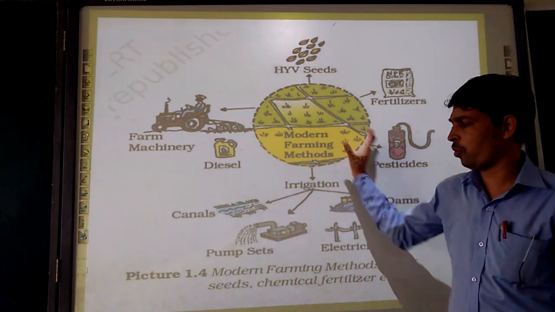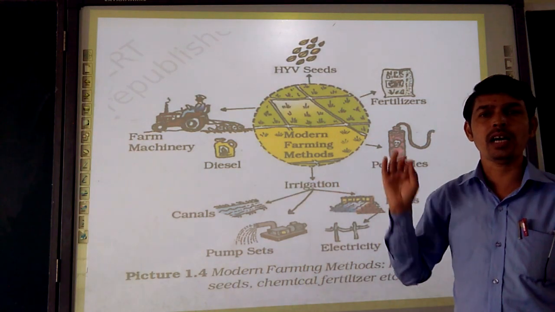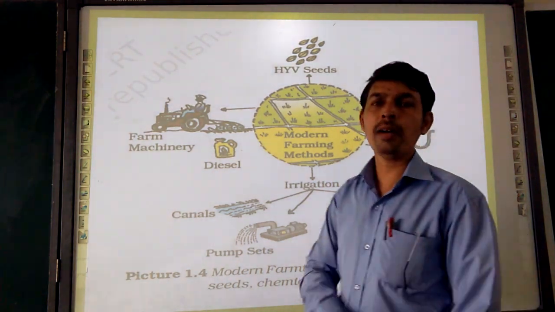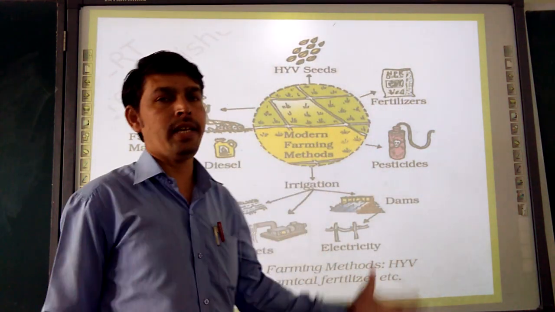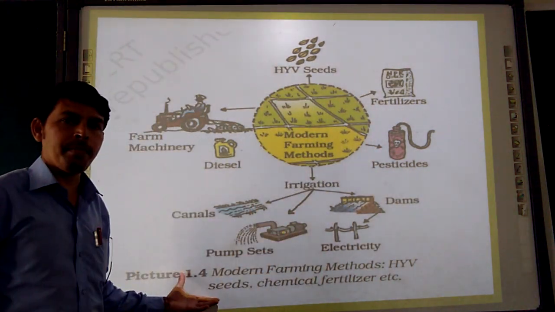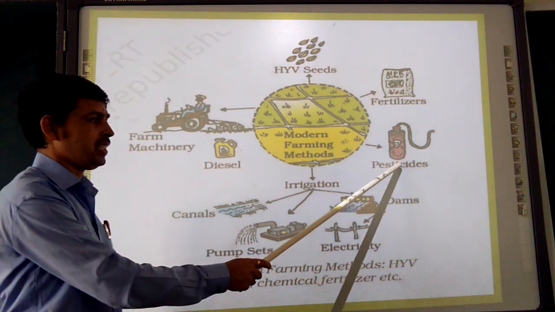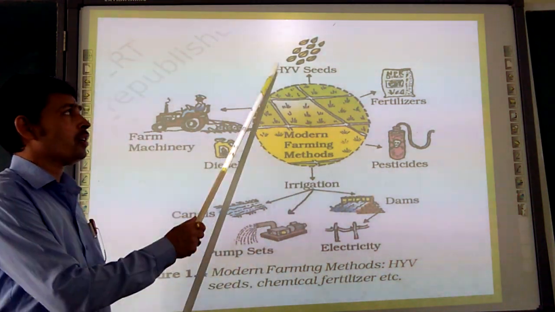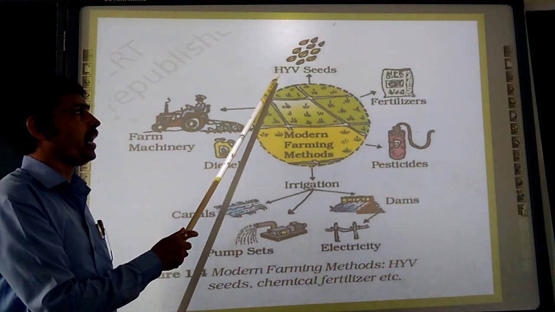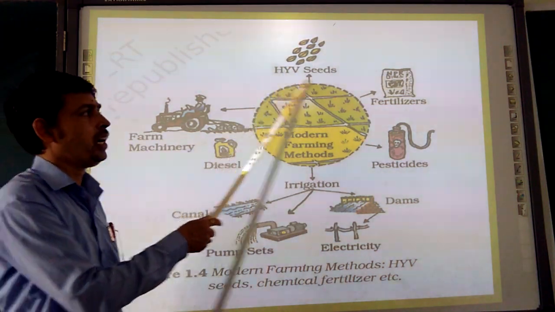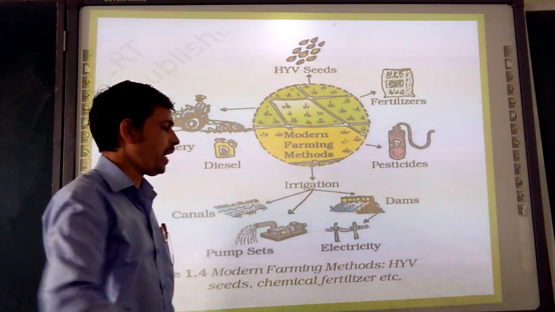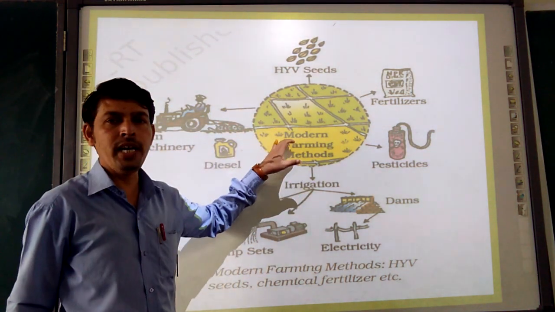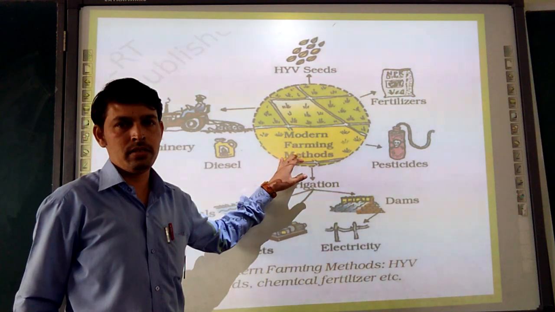By doing this modern farming, the farmers are in a much better condition. Next, the modern farming method is clear to you. In the modern farming method, the farmers are using pesticides, modern irrigation facilities, machineries, good quality seeds called HYV seeds, and fertilizers. By adopting all these methods, these are included as modern farming methods.